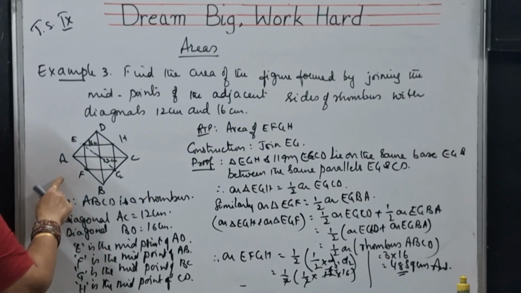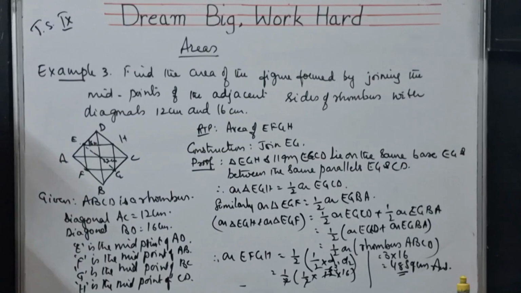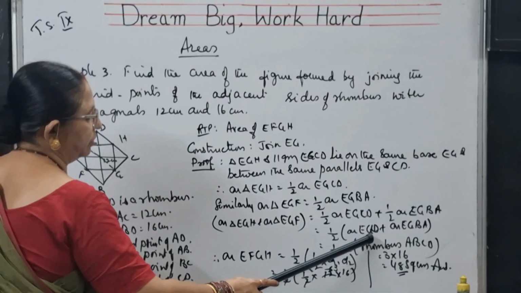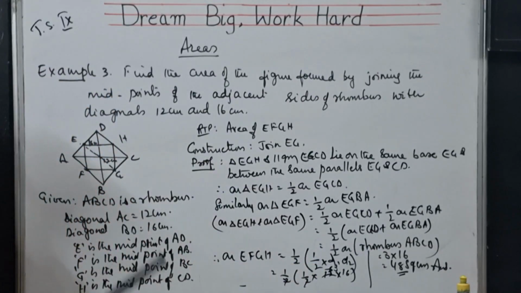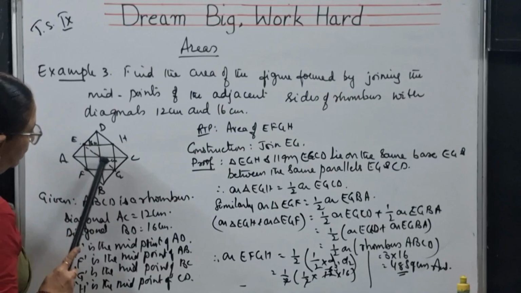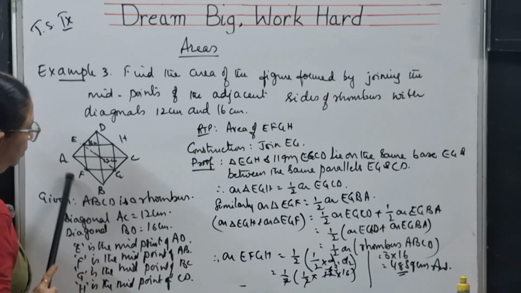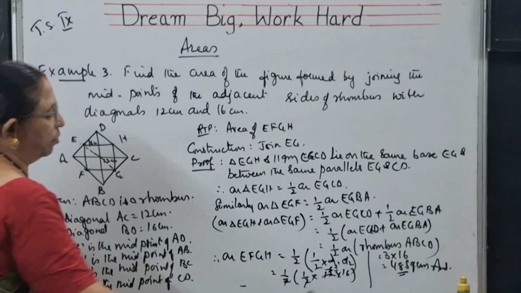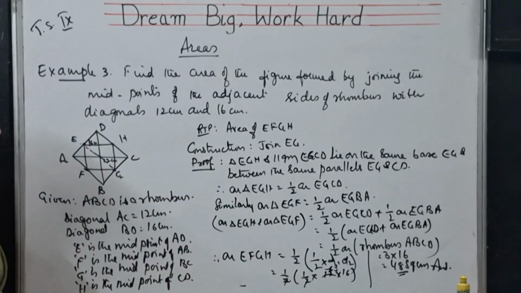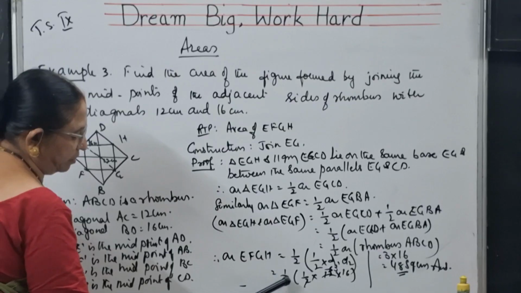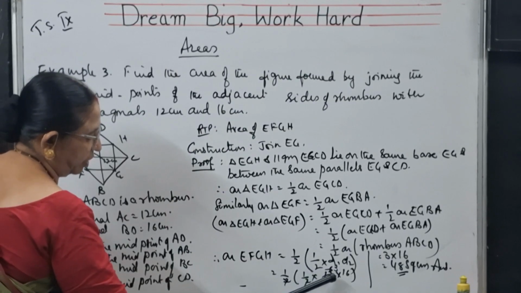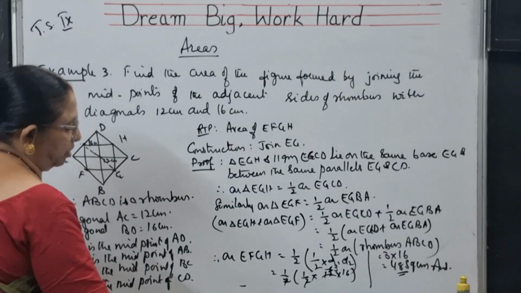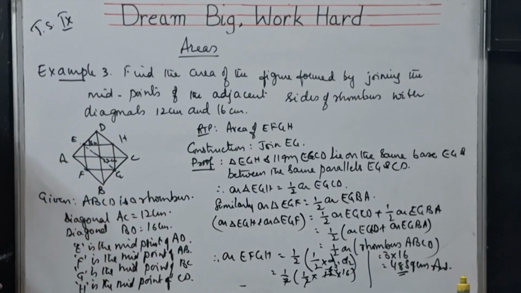So, if I take sum of these two, it is nothing but half, I took half as common, half of area of EGCD plus area of EGBA. EGCD plus EGBA together makes a rhombus ABCD. And rhombus area is half into D1 into D2. So half of this is half into half into 12 into 16. So on cancellation I have got 48 square centimeters is the area of the figure formed by joining the midpoints of rhombus. Please note it down children.